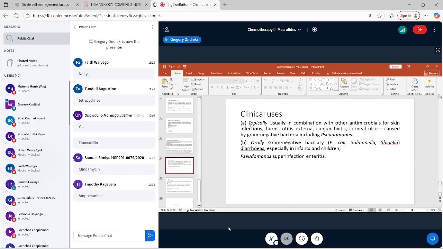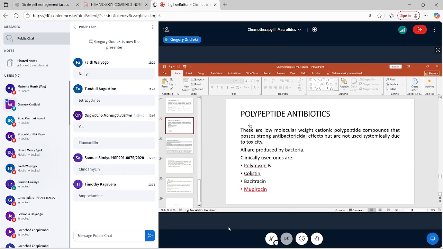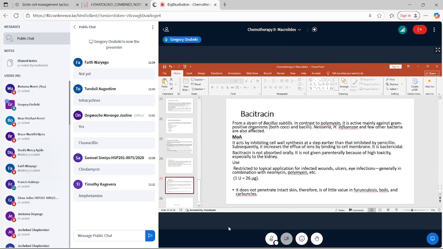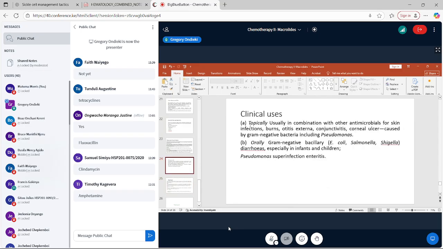So where do you use polypeptide antibiotics? Usually they are used topically in combination with others. You'll find them in a lot of powders used in management of some fungal infections and mixed fungal-bacterial infections, and as ointments and creams for use in skin infections, right?